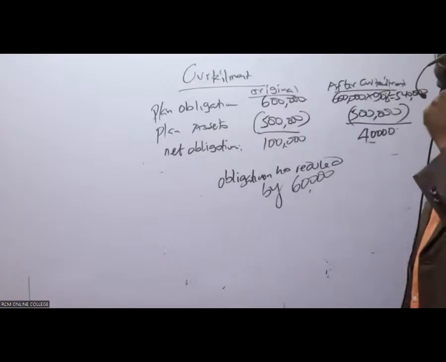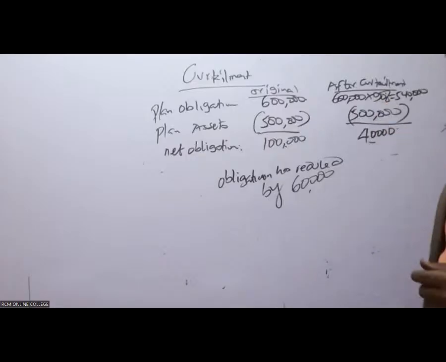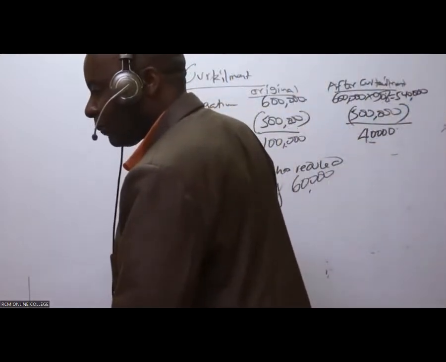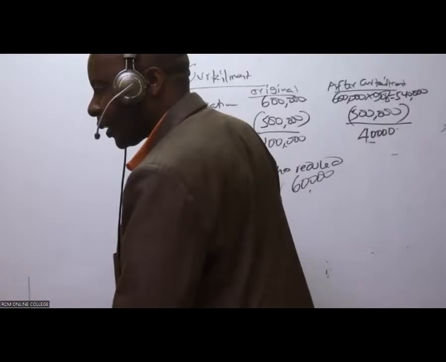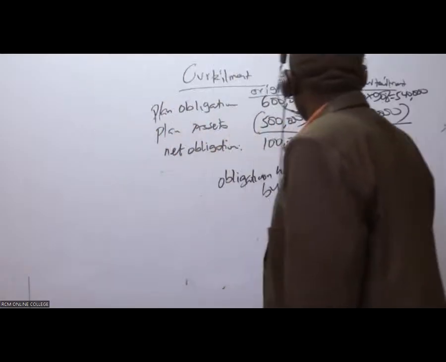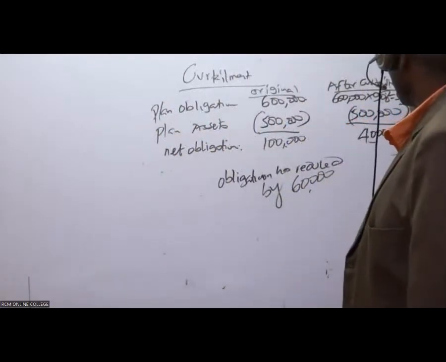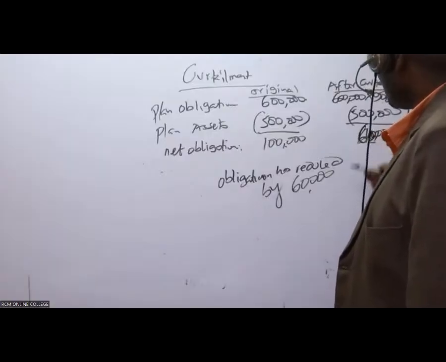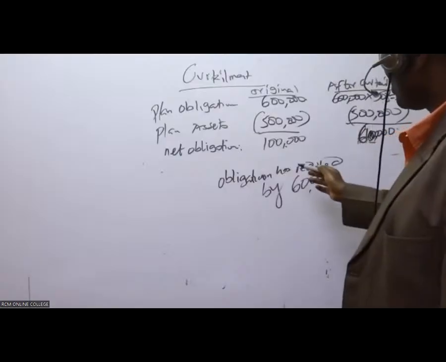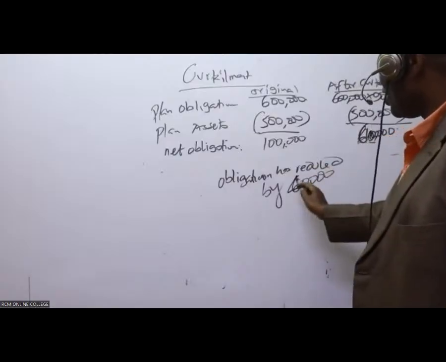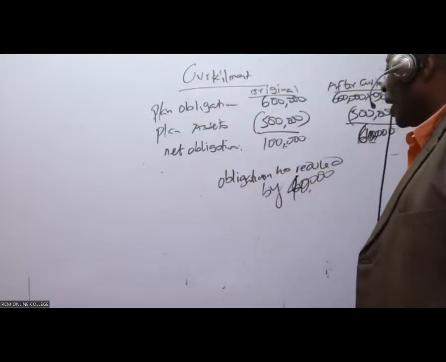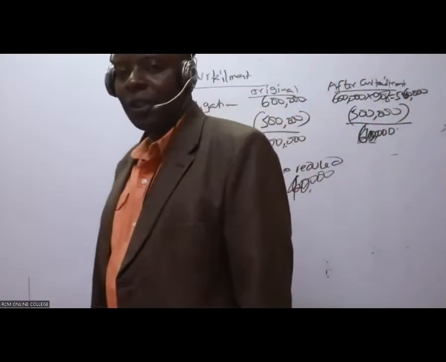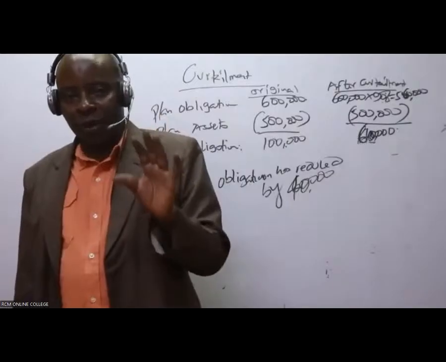No. This figure is not correct. People are telling me that, Mwalimu, this figure is not correct. Sorry for that. So this is supposed to be 560,000. So this is supposed to be 60,000. Sorry for that. And therefore, we are saying that the obligation has reduced by 40,000.